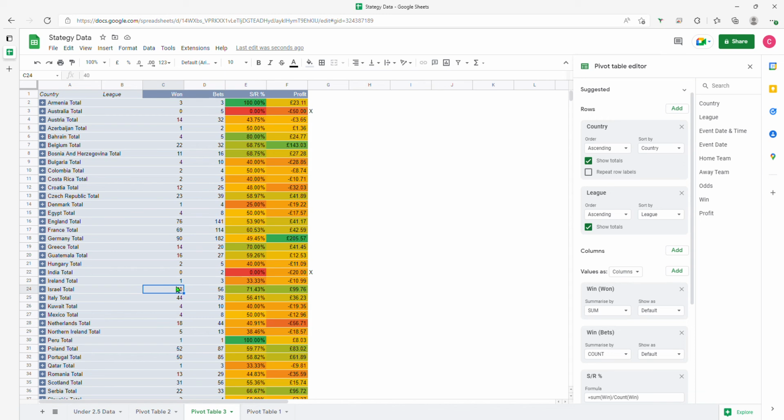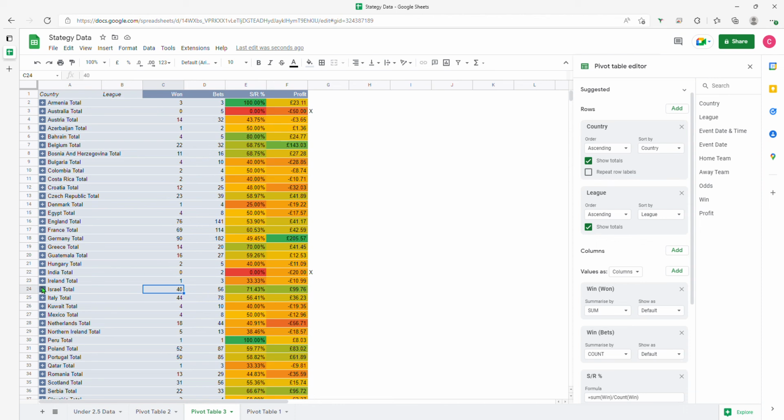And it's quite a high data set as well. So looking for high data sets that are doing well or poorly to take out. So Israel's quite nice. We've got 71%, £99 profit on 40 wins out of 56.